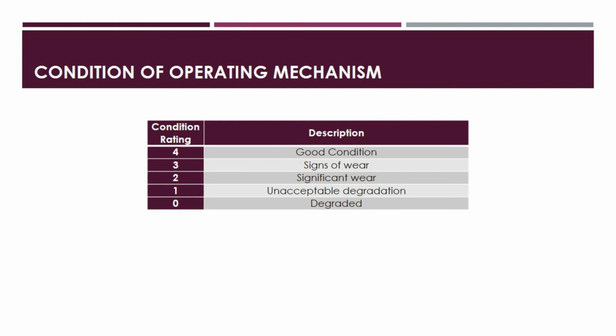For a rating of 3, it means that there are normal signs of wear. And for a rating of 2, it means that there is significant wear on the operating mechanism, but those do not affect safe operation. For a rating of 1, it means that there is an unacceptable level of degradation of the operating mechanism and would require component replacement or repairs during the next scheduled outage. And lastly, for a rating of 0, it means that the switch operating mechanism is defective, damaged, or degraded and requires immediate replacement.